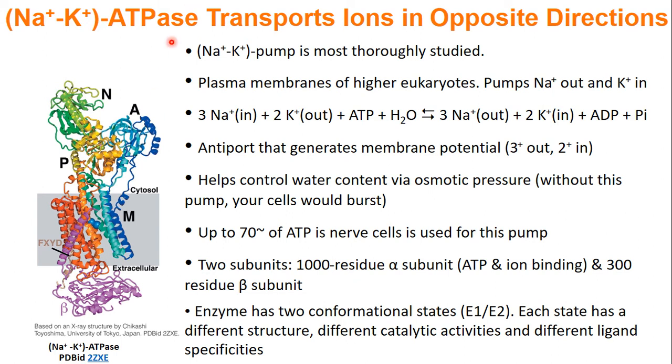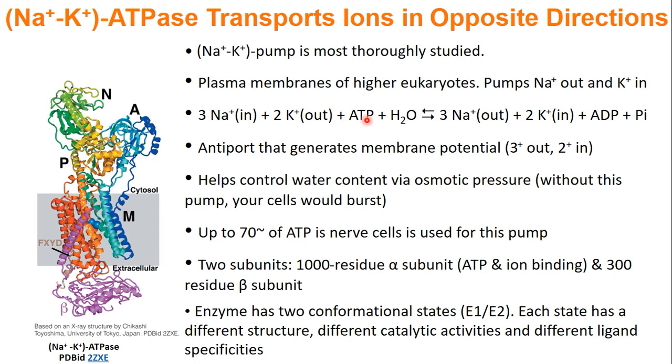So we're going to look at one type of ATPase, the sodium-potassium pump. This is our best studied ATPase. It is found in the plasma membrane of your higher eukaryotes. That means we have them. You pump sodium out of the cell and you pump potassium into the cell. So 3 sodiums out, 2 potassiums in. You're going against concentration gradients in both situations.